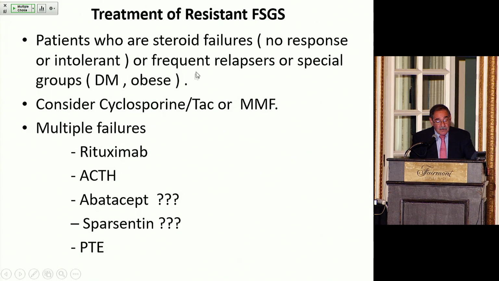Okay, so resistant focal sclerosis, or who else would you use? You might treat steroid failures, or you might treat people who you don't want to give steroids to: diabetics, somebody who's very obese, you might want to use one of the others. Clearly, cyclosporin and TAC are the 2 that would be used the most, but some people use mycophenolate. The question is these other things, the experimental ones.